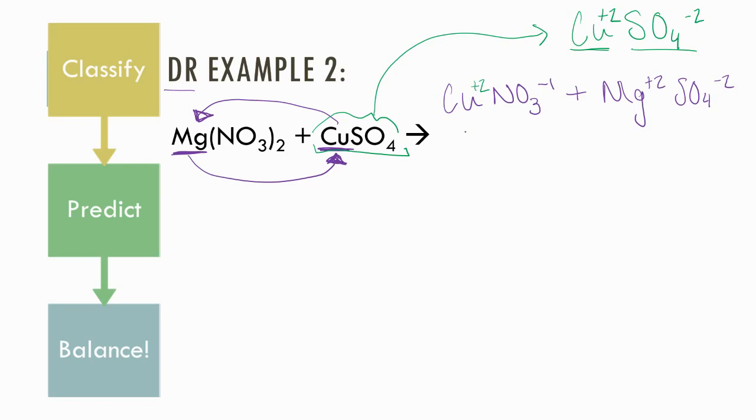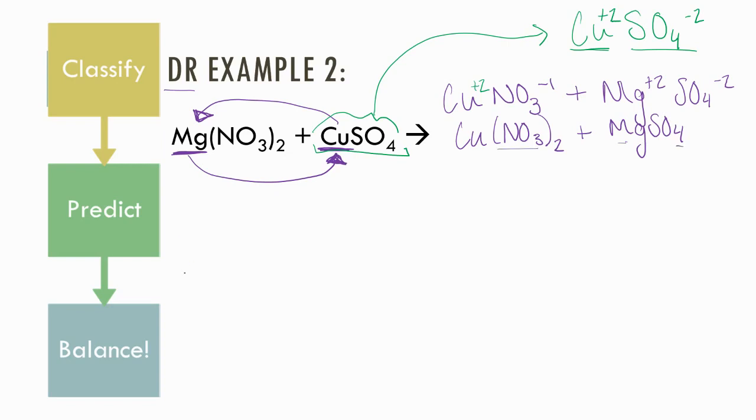So now I can write those formulas, right? If copper is +2, that means I'm going to need two nitrates to even that out. Magnesium and sulfate, a +2 and a -2, are going to bond in a 1-to-1 ratio, right? This is a 1-to-2 ratio. This would be a 1-to-1 ratio. So those are my products, right? Copper 2 nitrate and magnesium sulfate.